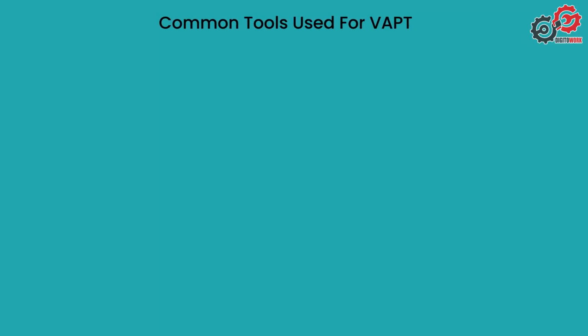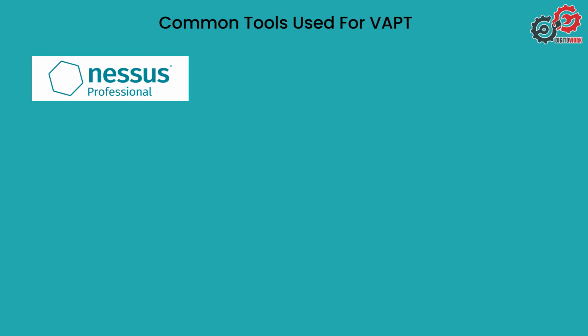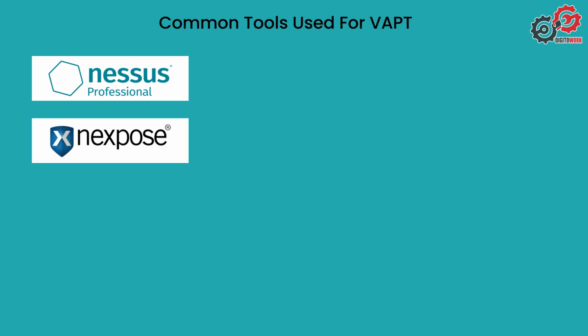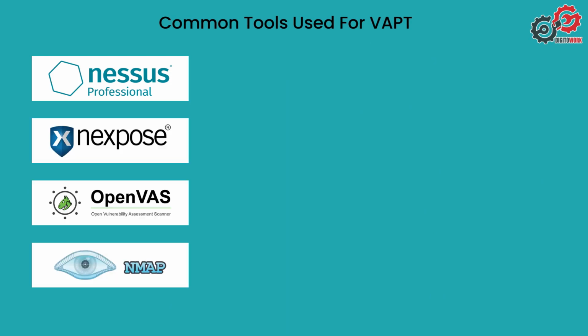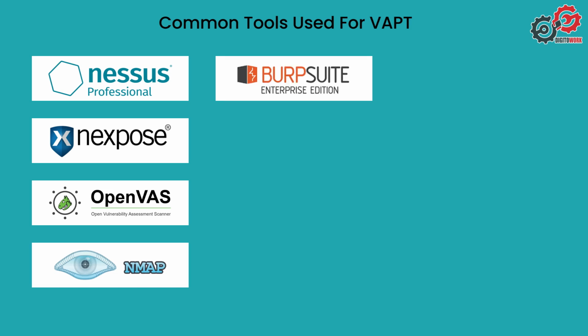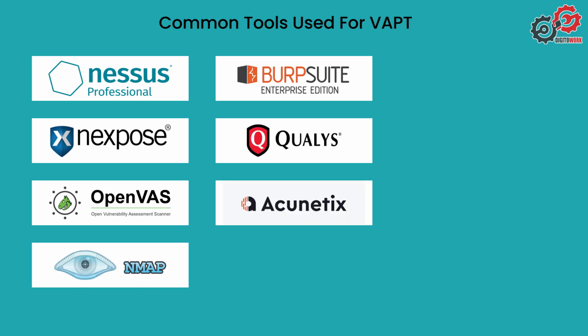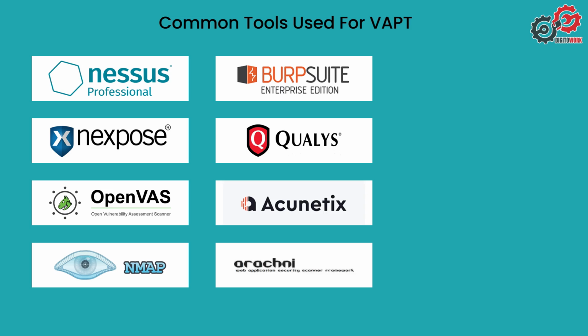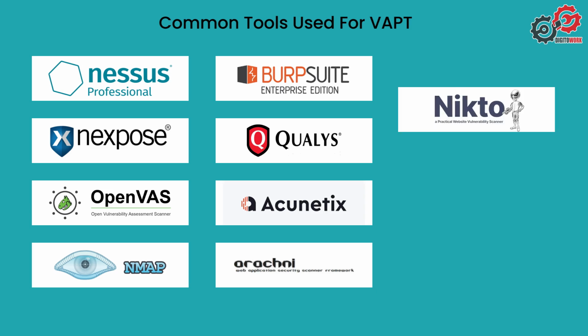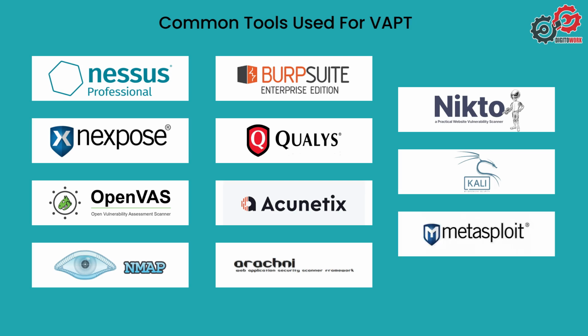Common tools used for VAPT. Nessus, Nexpose, OpenVAS, Nmap scanner on specific open ports, Burp Suite's Web Vulnerability Scanner, Qualys Web Vulnerability Scanner, Acunetix Web Scanner, Arachni Web Application Security Scanner, free or public source software, Nikto Web Application Vulnerability Scanner, Kali Linux, Metasploit.